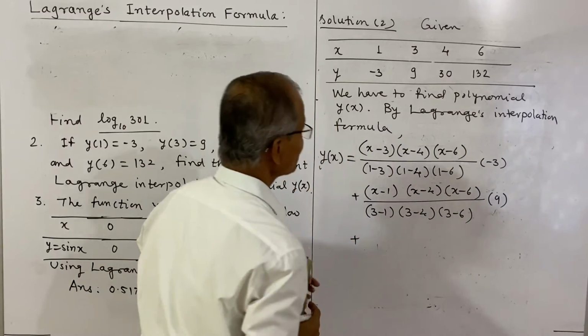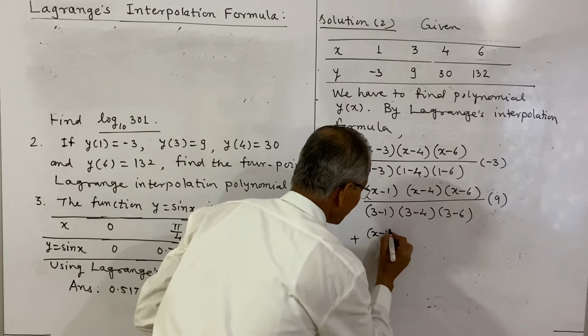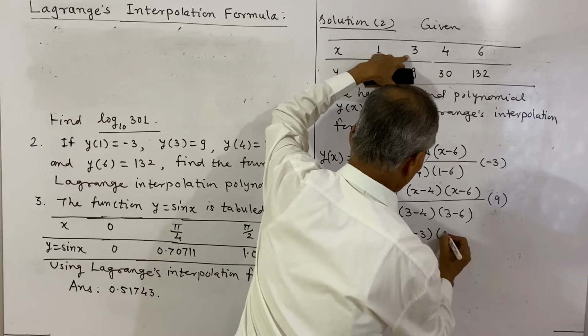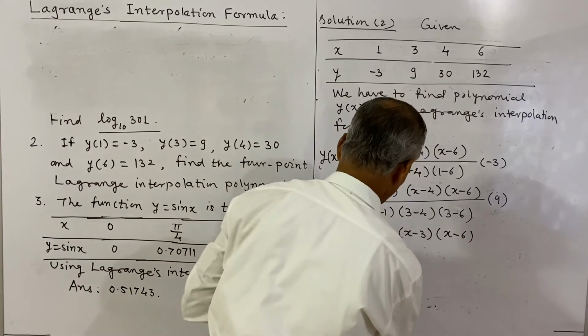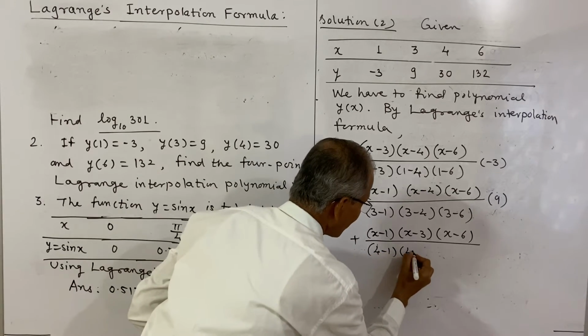3 minus 1, 3 minus 4, 3 minus 6, and the value of y1 is 9. Plus the next is again the value of x, x minus 1, x minus 3, don't take 4, and x minus 6, divided by, now replace x by 4, 4 minus 1, 4 minus 3, etc.